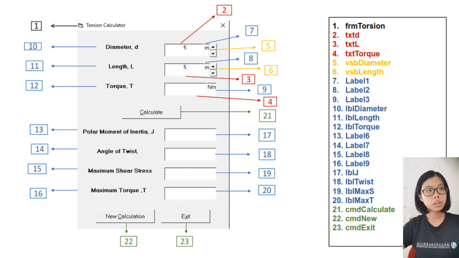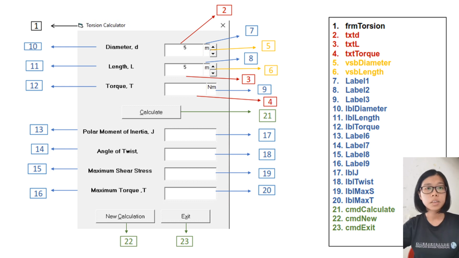After that, numbers 13, 14, 15, and 16. We also use label boxes to put the names of polar moment of inertia, angle of twist, maximum shear stress, and maximum torque, with the names Label 6, 7, 8, and 9. Numbers 17, 18, 19, and 20, we also use label boxes to show our answers, with the names LBLJ, LBL Twist, LBL Max S, and LBL Max T.